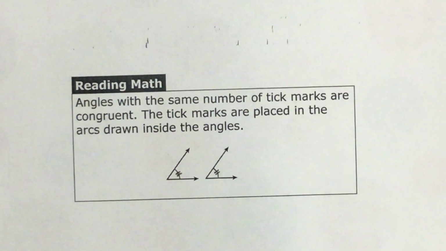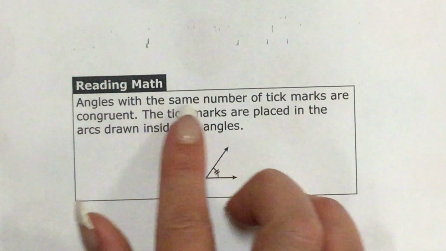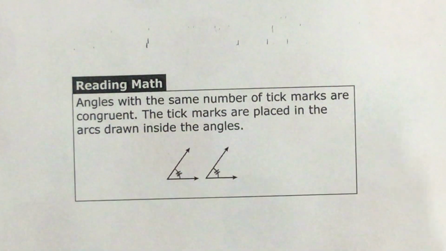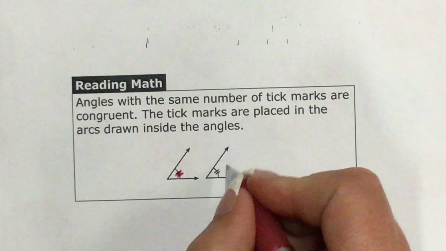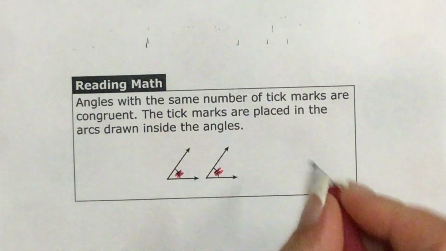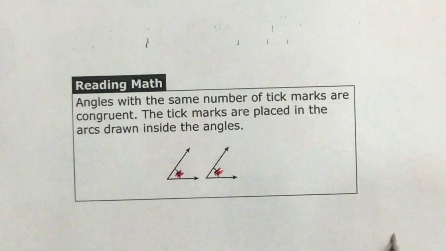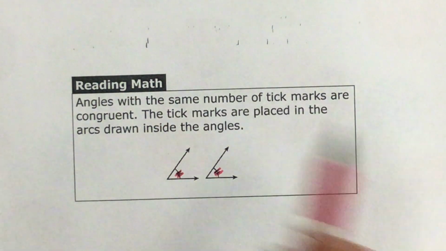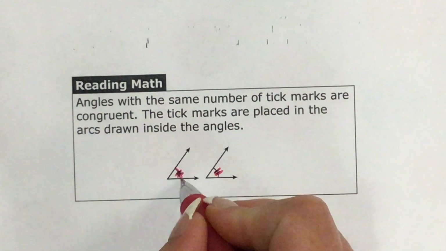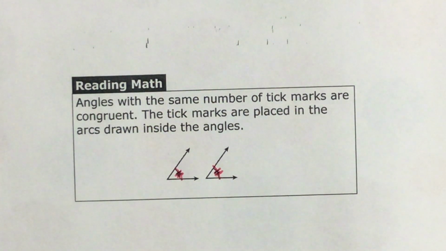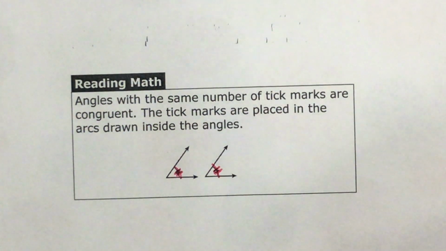Okay, let's see here. Reading math. It says angles with the same number of tick marks are congruent. So if you see here, this is an angle that has 2 tick marks, and this is another one that has 2 tick marks. So because they both have 2 tick marks, they're congruent angles. The tick marks are placed in the arcs drawn inside the angles. All right? Okay, just a little fun stuff for you.